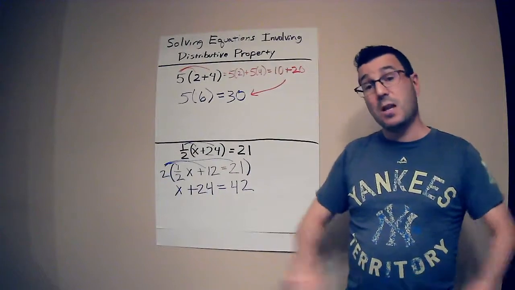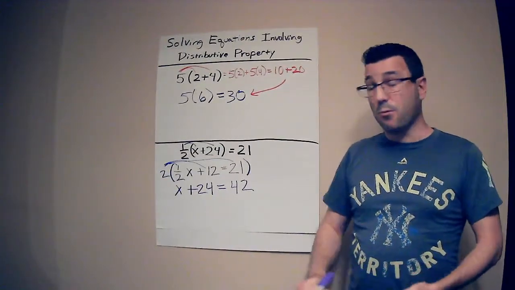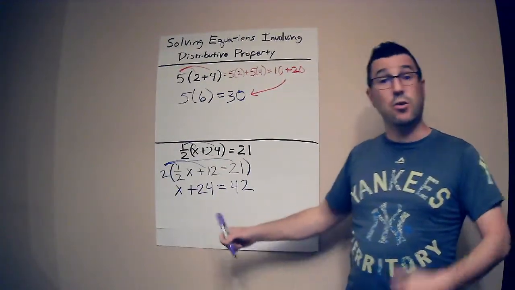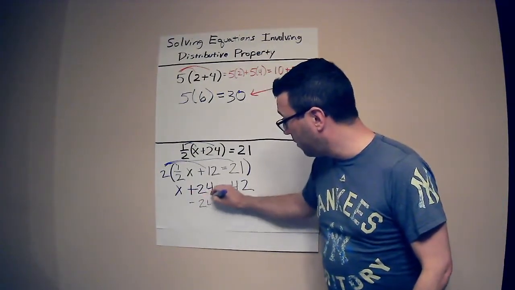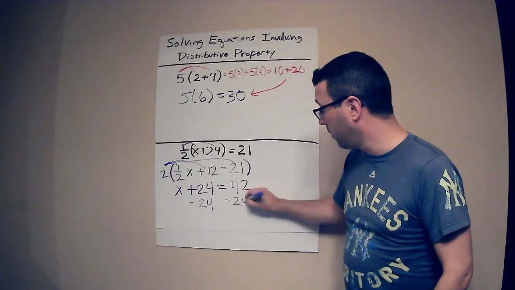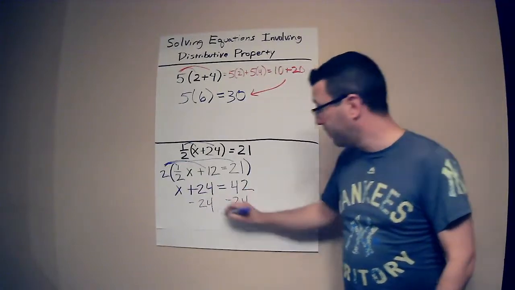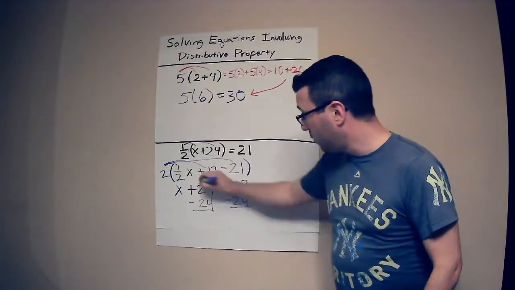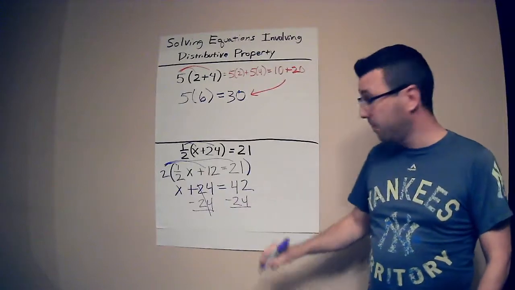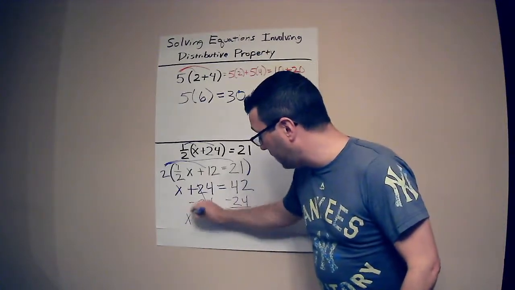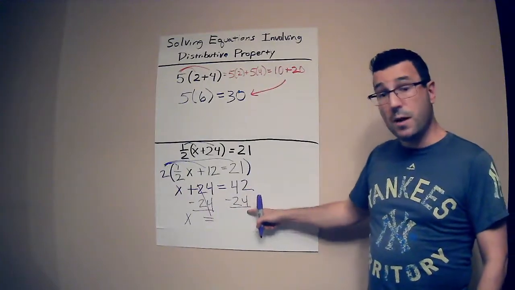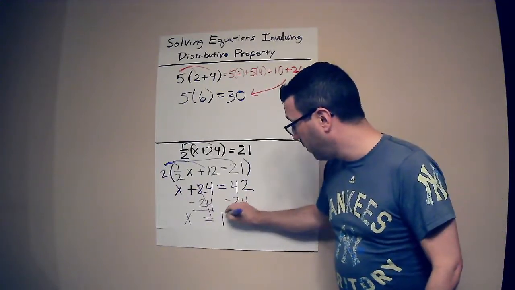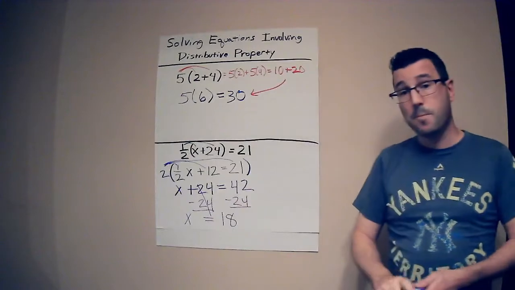So what I would do is I would perform the opposite operation. This is addition, so I'm going to do subtraction. So I'm going to subtract 24 from both sides. So our 24s are going to cancel out. Our x variable is going to come down. And 42 minus 24 is 18.